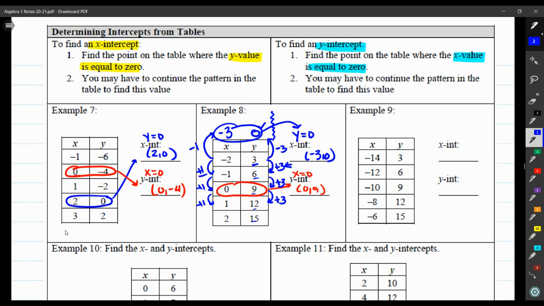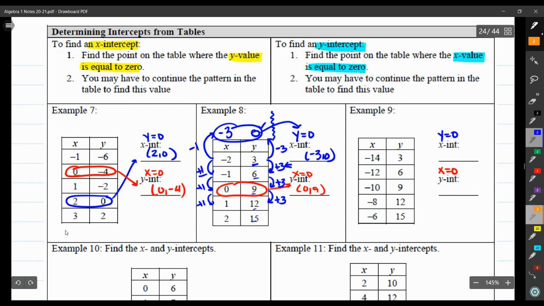Let's look at 9. I've got -14, 3, -12, 6, and on. And if I want to find the x-intercept, I need a y value of 0. But if I scan my y column, there are no zeros here. So let's see if I can find the y-intercept. So for a y-intercept, x is going to be 0. And again, there is no 0 on the x column. So we're going to have to get crafty.